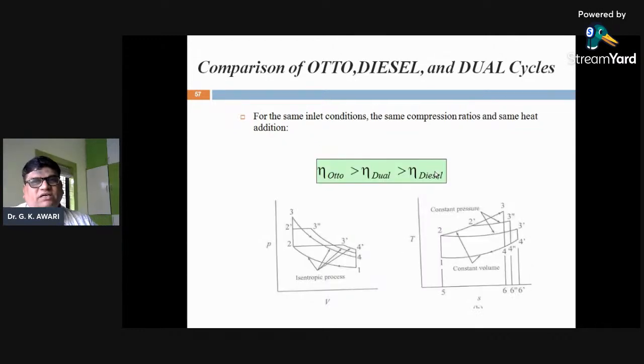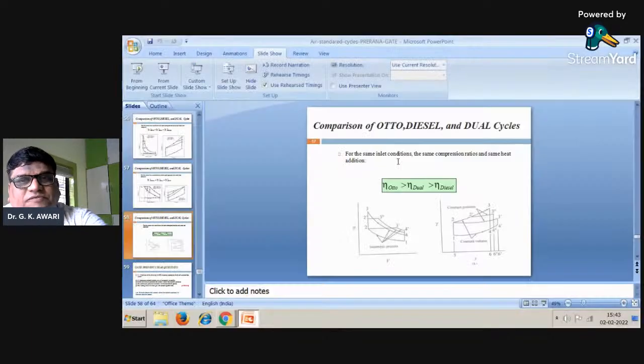Now this is the third comparison. Same inlet condition, the same compression ratio, and the same heat addition. So look at this one, that is for the same inlet condition and same compression ratios.